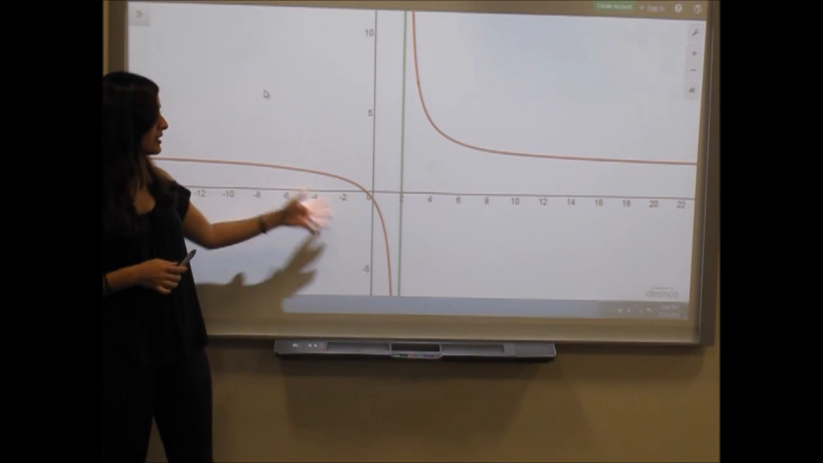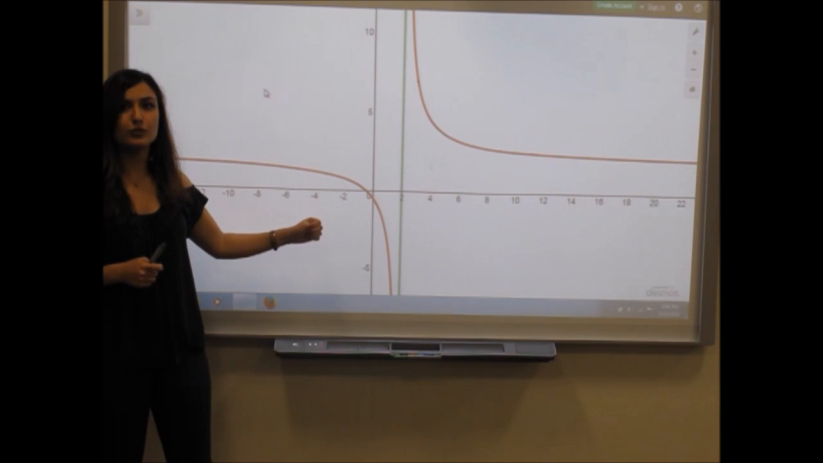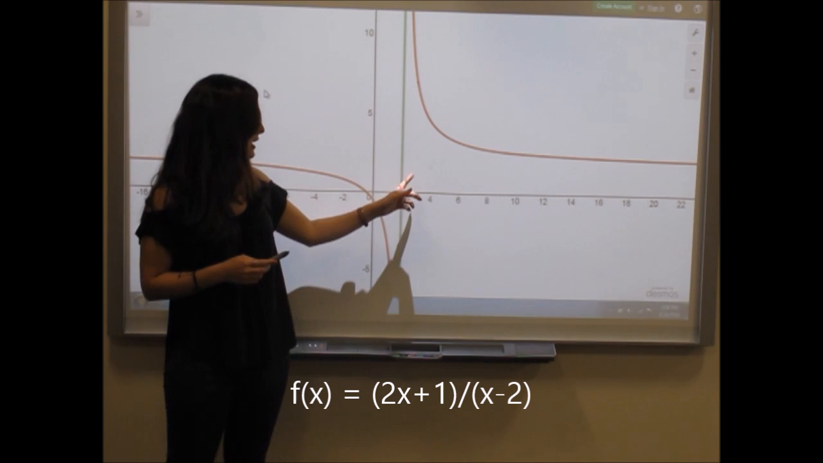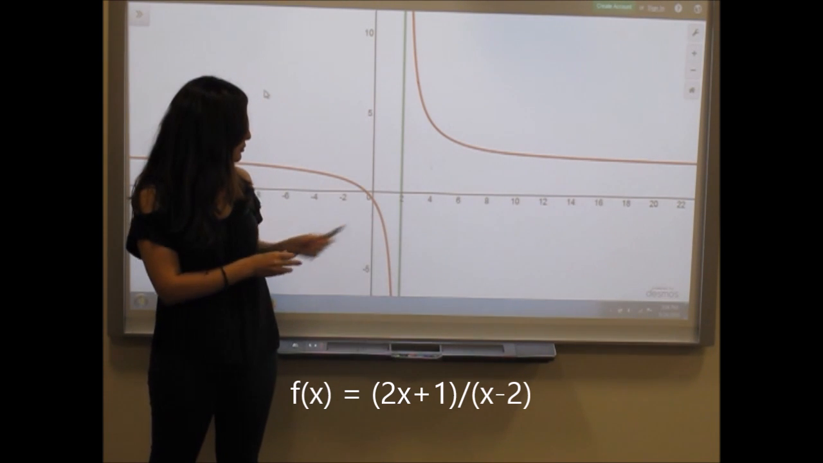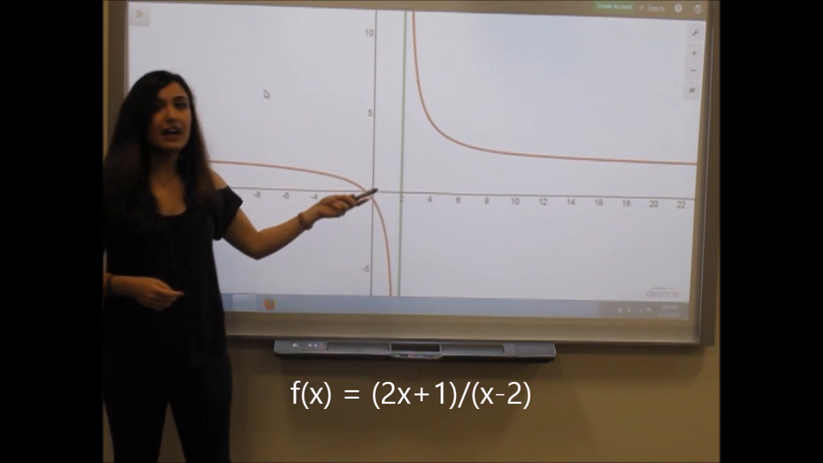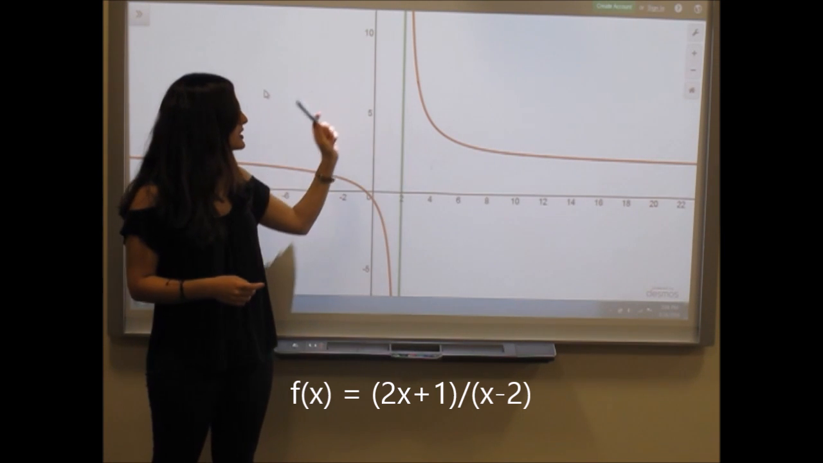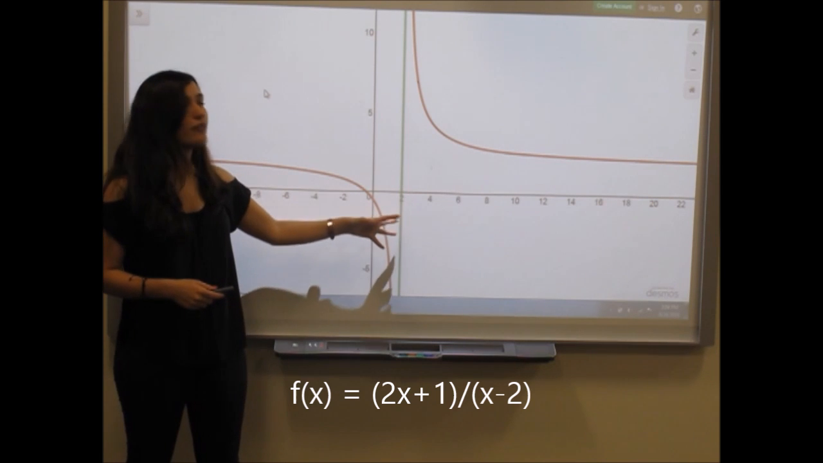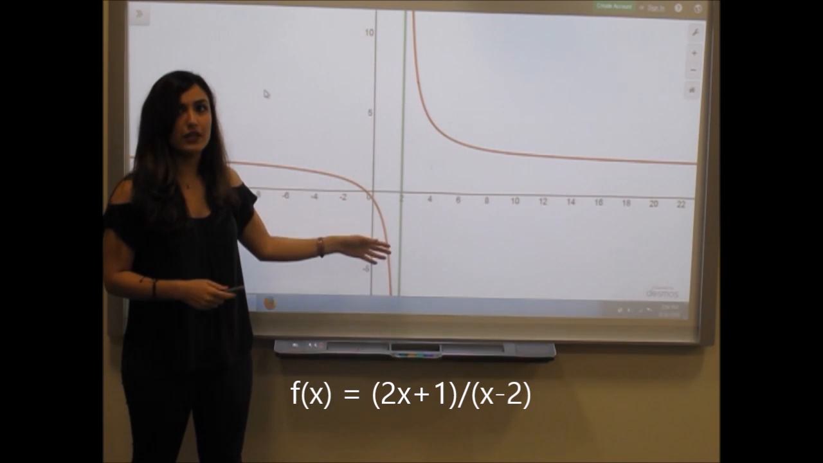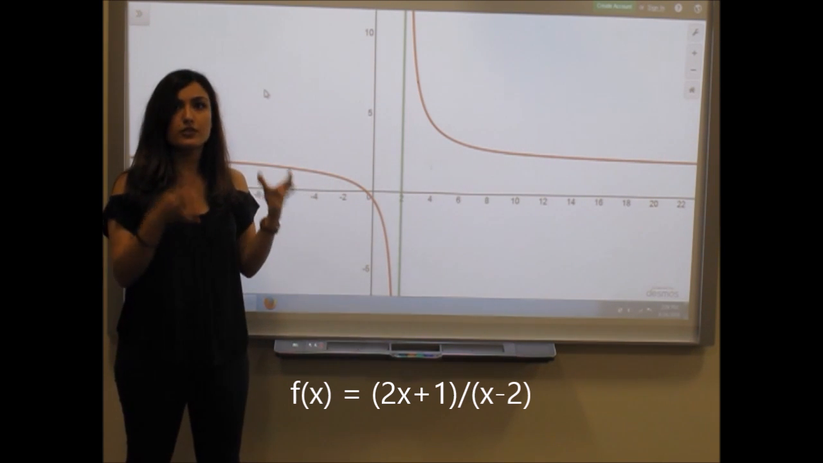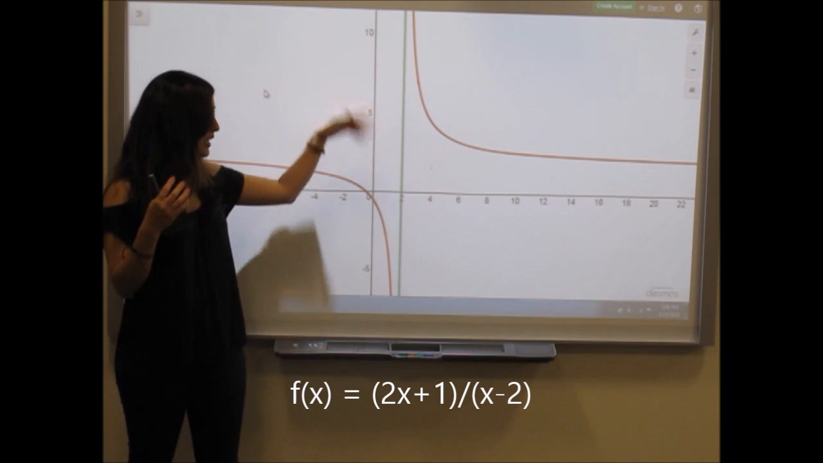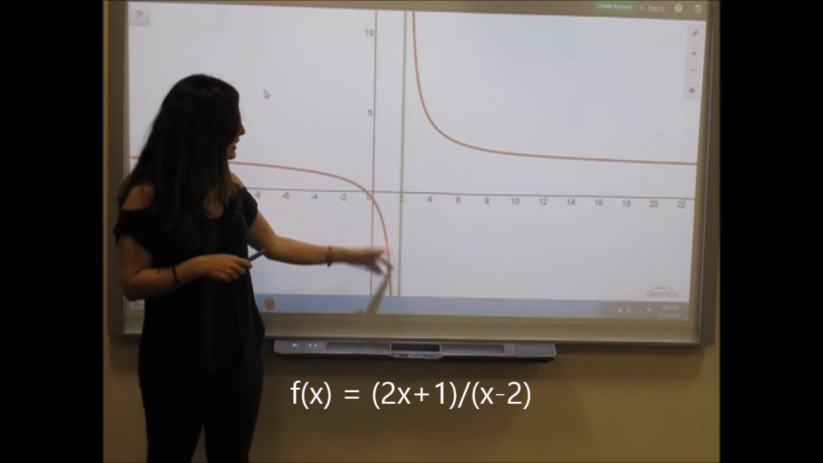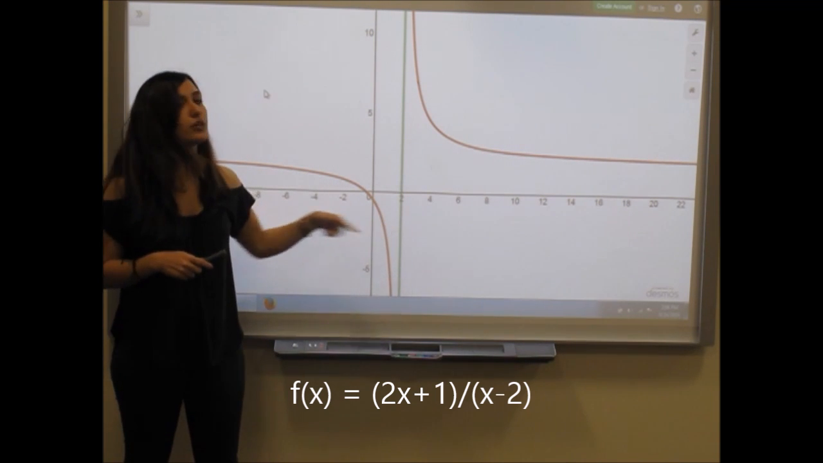Alright, so this is the graph of f of x equal to 2x plus 1 over x minus 2. Notice that, for example, x equal to 3, which would be something around here, we have a y value, which is 7, but as we get closer and closer to x equal to 2, we don't have any corresponding y value. So for x equal to 2, there's no output because it makes the function undefined. So instead, I have this vertical line at x equal to 2, which is the vertical asymptote.